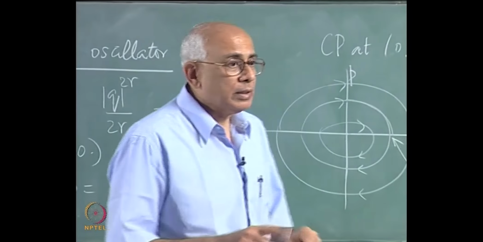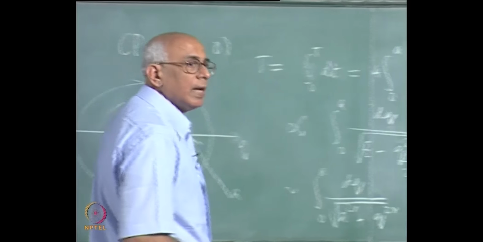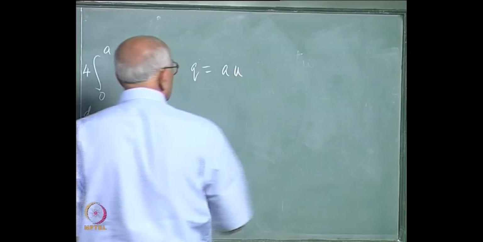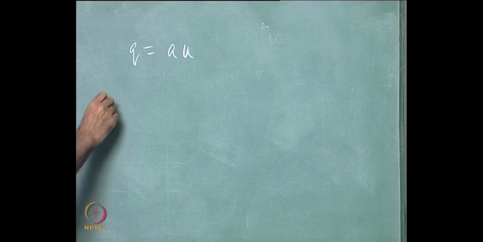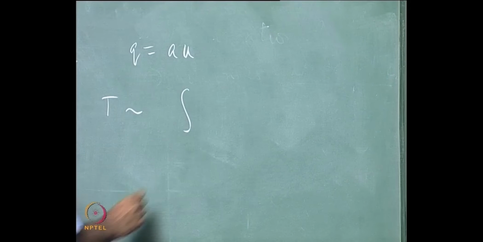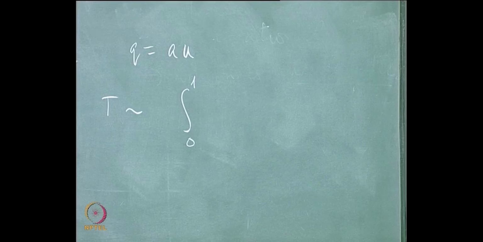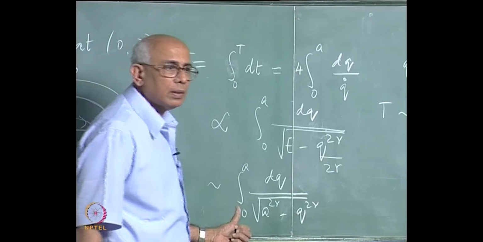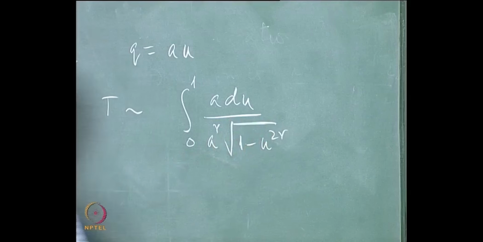Well, the only length scale in the problem is A, we would like to know how T depends on A. So I should scale out this quantity A, so I put q equal to A u, a change of variable of integration, and then this implies that T is proportional to a numerical integral from 0 to 1, dq gives me a factor A du divided by, I get an A to the 2r here which comes out of the square root and gives me an A to the power r. So A to the power r times the square root of 1 minus u to the power 2r.